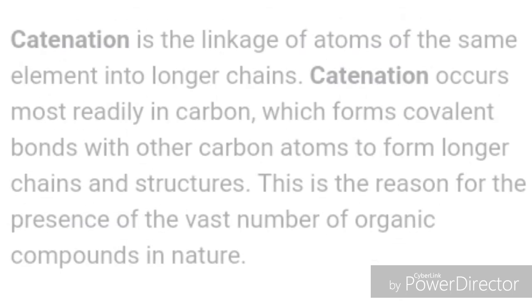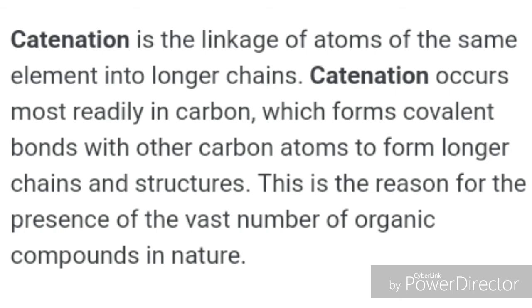Catenation is the linkage of atoms of the same element into longer chains. Catenation occurs most readily in carbon, which forms covalent bonds with other carbon atoms to form longer chains and structures. This is the reason for the presence of a vast number of organic compounds in nature.